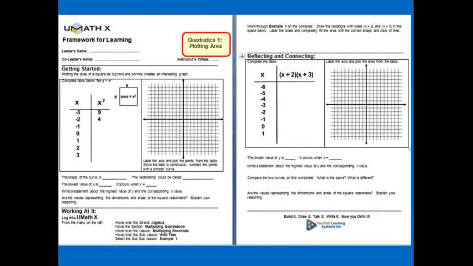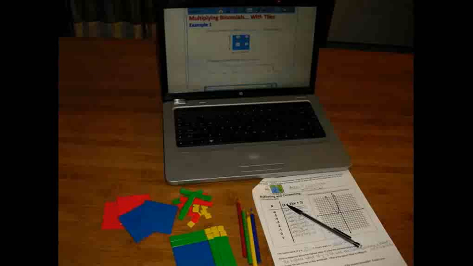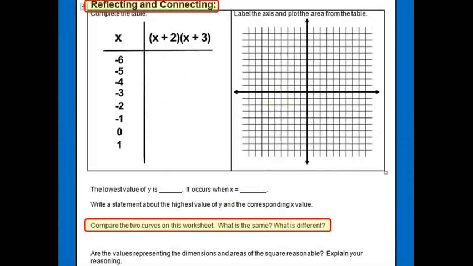In Quadratics 1, Plotting Area, the student begins by graphing a physical situation, the area of a square. In the Working at It section, students work through a UMath X lesson on the computer that incorporates modeling the area of a square with virtual algebra tiles in the UMath X lesson, as well as physical algebra tiles at their learning station. The lesson concludes with the application of the concepts learned as students compare the 2 parabolas graphed in the framework.